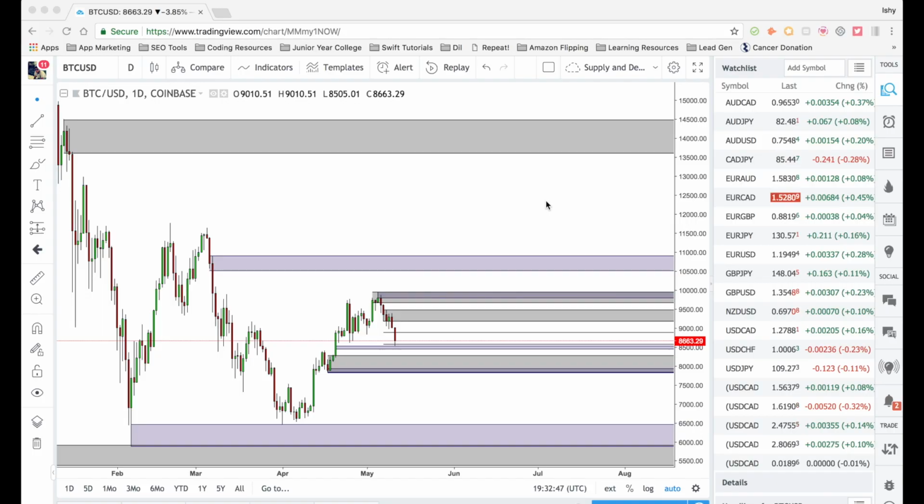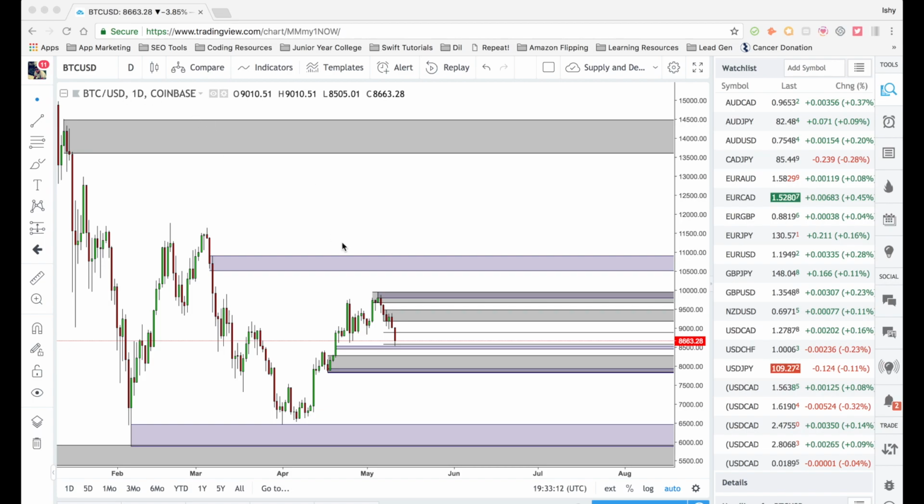So what you're looking at right now is Bitcoin, and the reason why I pulled up Bitcoin is to drive home the point that this supply and demand strategy can be used literally for almost anything. Stocks, Bitcoin, cryptocurrencies, Forex, everything. But that's beside the point. Now, you're probably thinking, okay, how do we identify the trend? Yeah, this is what you do.